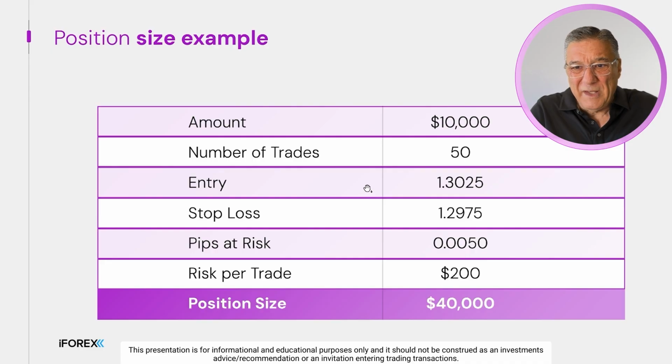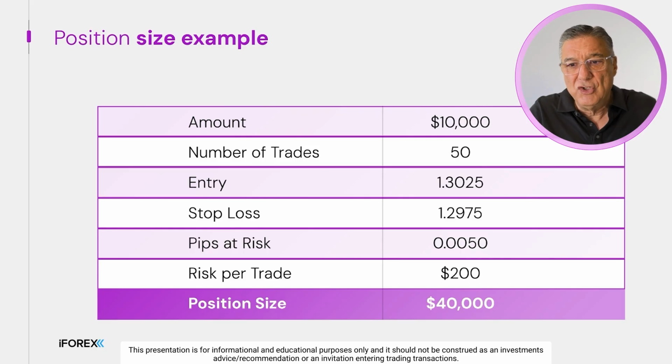Now, the entry in the specific example is 1.3025. The stop loss is at 1.2975. We do the subtraction. Pips at risk, this is how we call it, is 0.0050. This is 50 pips. Right. Now, how do we go about calculating the position size? Simply divide $200 by 50 pips in decimal notation.